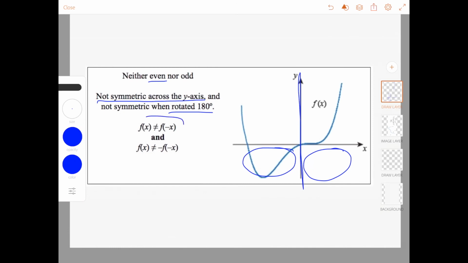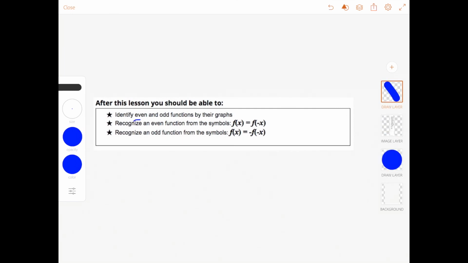So f of x does not equal f of negative x, and f of x does not equal negative f of negative x. You can usually tell pretty easily if it's neither because there's not any symmetry going on in the graph. So after this lesson, you should be able to identify even and odd functions by their graph, which we went over. And you recognize an even function by these symbols here, and recognize an odd function by these symbols here.